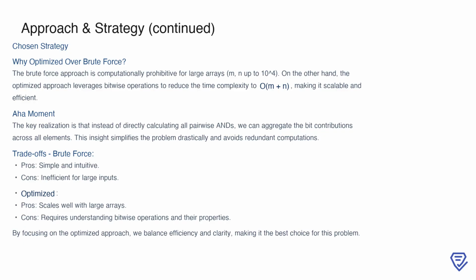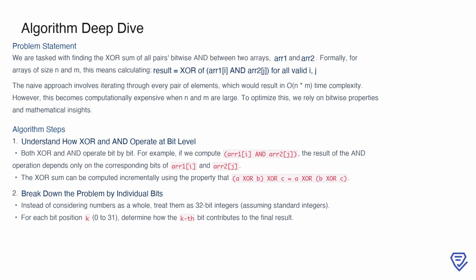In this problem, we are asked to find the XOR sum of all pairs bitwise AND between two arrays, ARR1 and ARR2. Mathematically, this means calculating the XOR of ARR1[i] AND ARR2[j] for all valid pairs of indices i and j. The naive approach to solve this problem would involve iterating through every possible pair from the two arrays and performing the AND operation followed by the XOR.